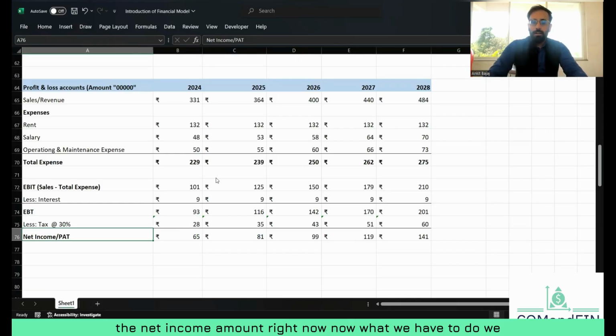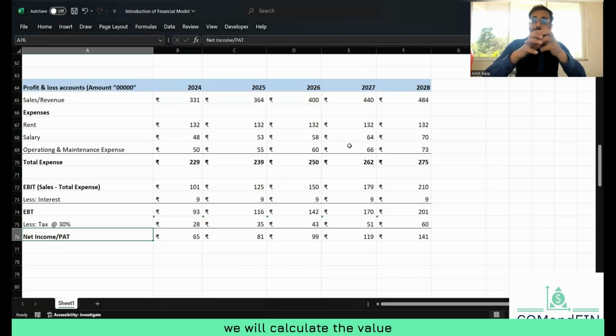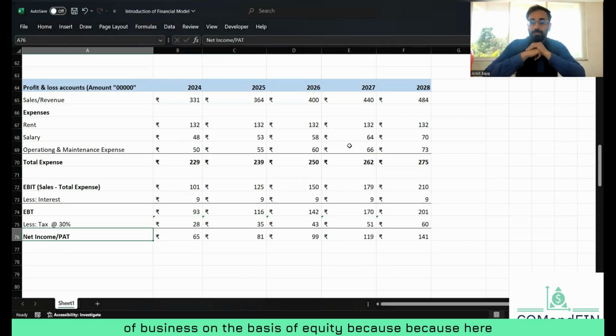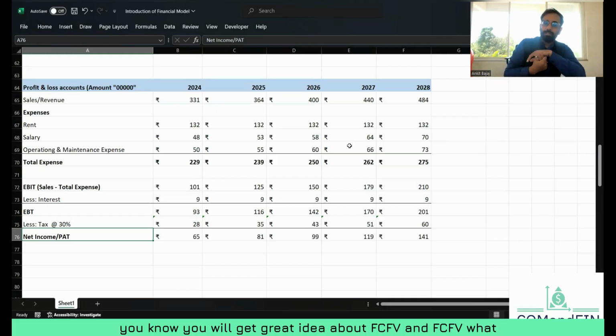Right? Now, what we have to do is calculate the value of the business. Now, there are two terms for value of business. One is free cash flow for equity, and one is free cash flow for firm. So what we will do here is calculate the value of the business on the basis of equity, because here you are trying to find out how much return you will get after payment of all the expenditure. So in coming lectures, you will get a great idea about FCFE and FCFF.